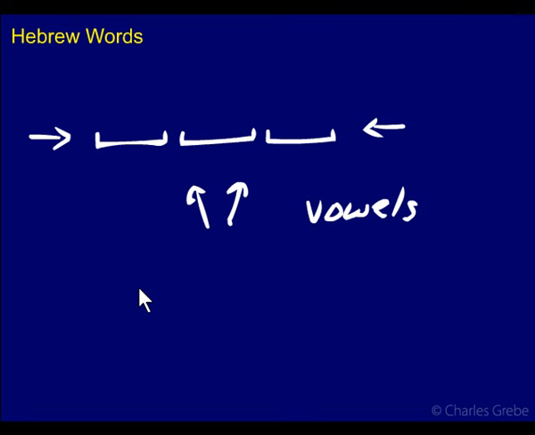Now, dictionaries, especially the BDB, BDB is short for Brown Driver Briggs, the authors. It's a standard dictionary. It's been around for a very long time, and it's a good one, but it's a bit hard to use initially because it doesn't list the words alphabetically, or only quasi-alphabetically. It lists them alphabetically by root, not by the first letter.